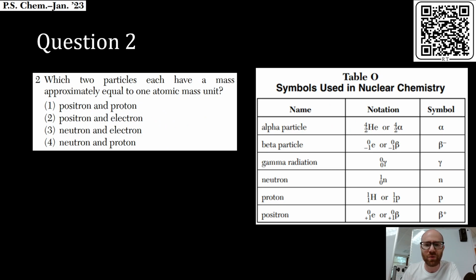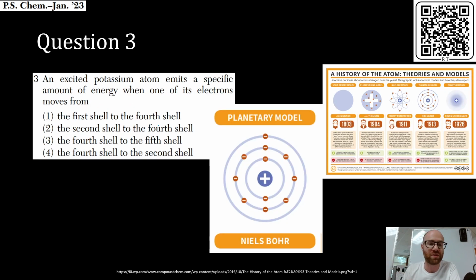For question 2, this might be something you've committed to memory, but if you haven't, Table O does list information about each of the particles that you would see inside an atom or things that are involved in nuclear decay like alpha and beta particles. So you can look it up. The top number is the mass. So you're looking for two particles with the same top number, which would be the proton and the neutron, which is choice 4. Electrons, don't forget, have a mass that's way lower than a proton or a neutron.